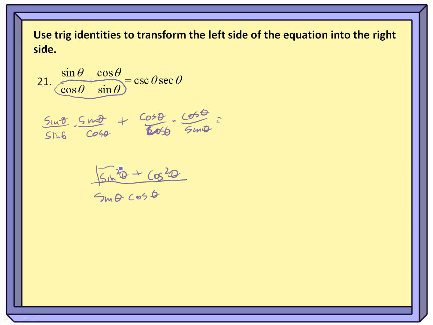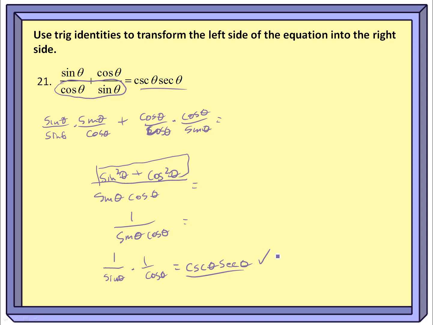And the Pythagorean identity tells us that sine squared plus cosine squared is equal to 1. And now I'll just break this up so it's really clear as to what I'm doing here. This is 1 over sine theta times 1 over cosine theta. 1 over sine is the same thing as cosecant. And 1 over cosine, same thing as secant theta. And you can see that that looks exactly like this, so we've done everything right. Checks out.